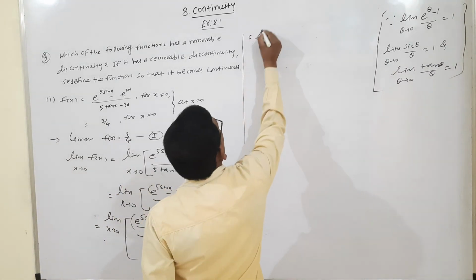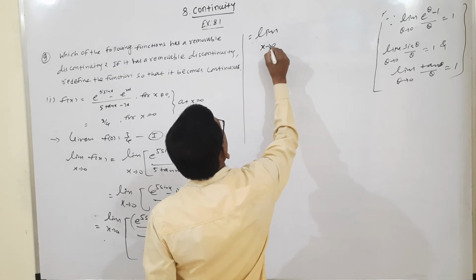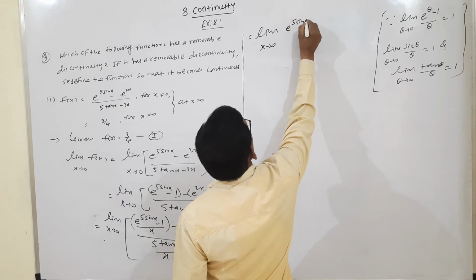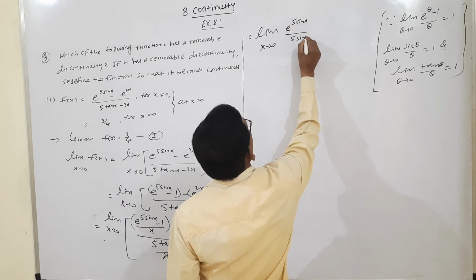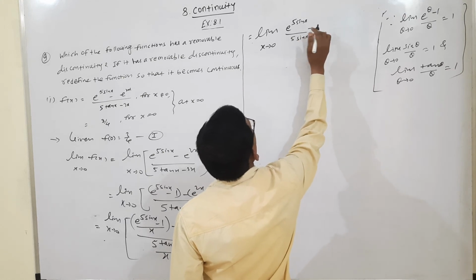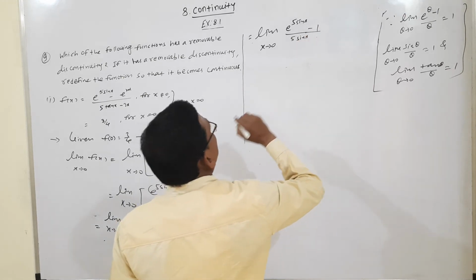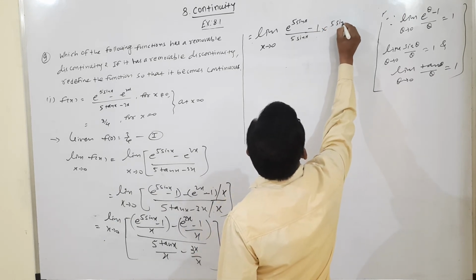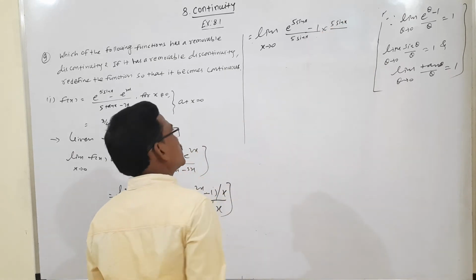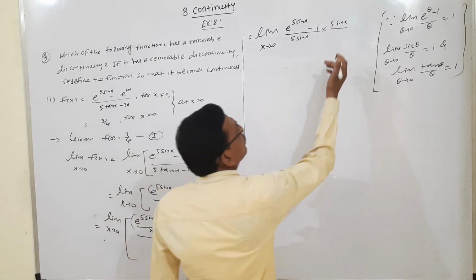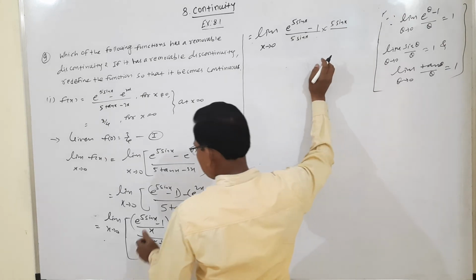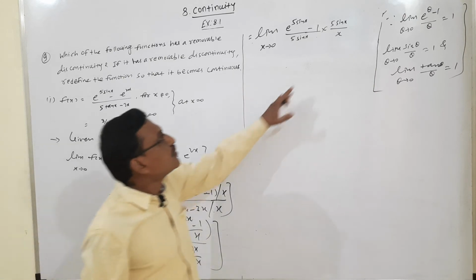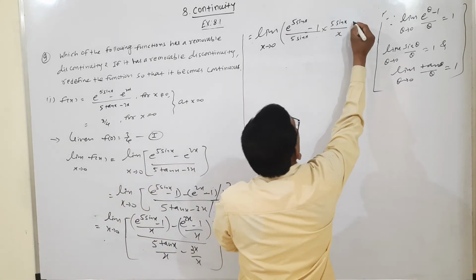So therefore it is limit as x tends to 0, e raised to 5 sin x minus 1 divided by 5 sin x, then we multiply this 5 sin x. We divide and multiply by 5 sin x, and this x we write it here. So this x is here. So that is the first term.